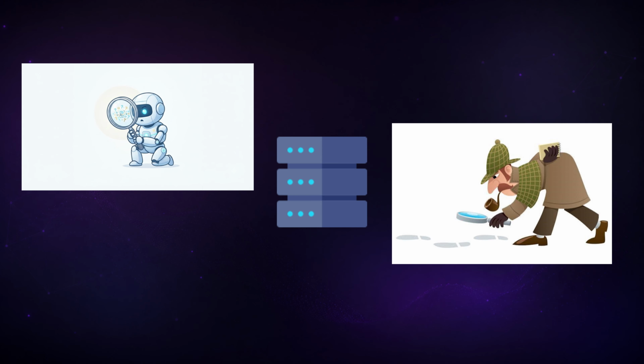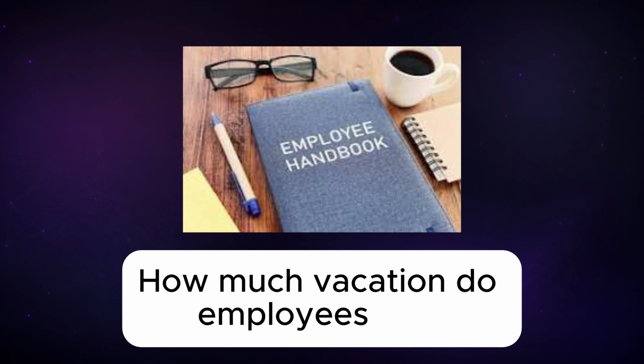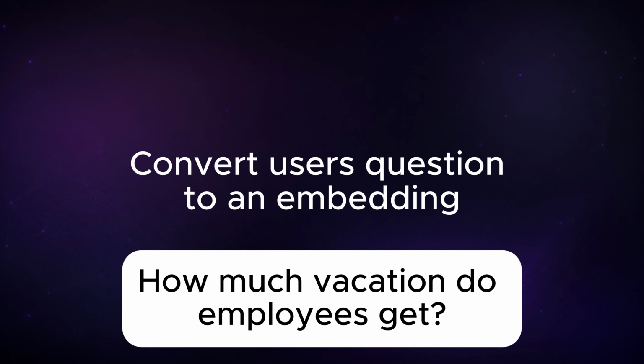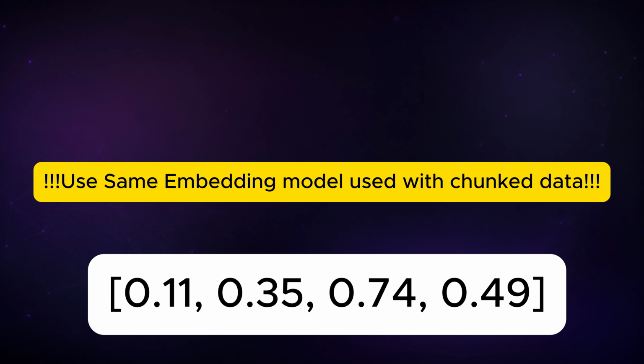So let's actually walk through a simple example of what that might look like. So continuing on our employee handbook example, let's say the user asks, how much vacation do employees get? Okay, so before we can submit that question to the LLM, a few things have to happen. The first thing is that question, how much vacation do employees get, needs to be turned into an embedding, just like the chunks of data earlier. And we need to use the same embedding model that was used to convert our knowledge source's chunks into vector embeddings, okay?